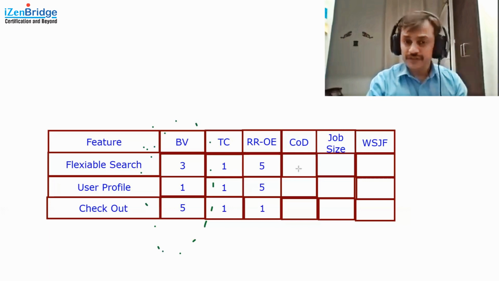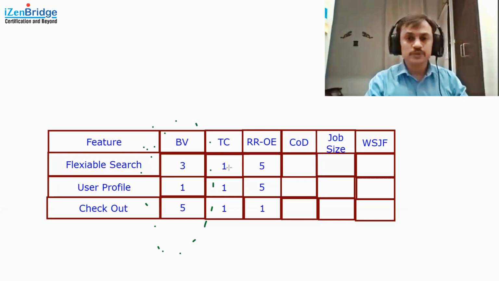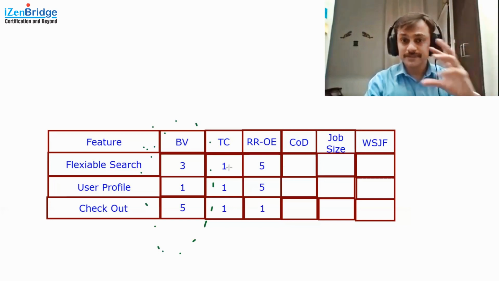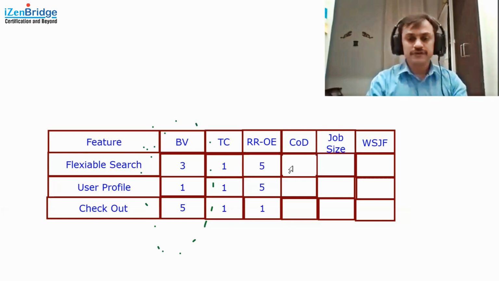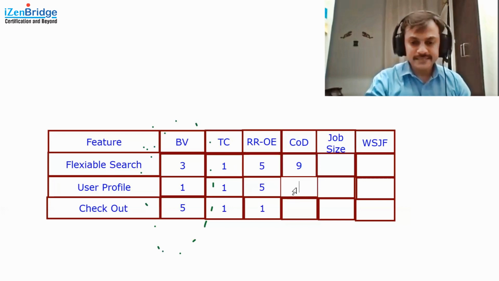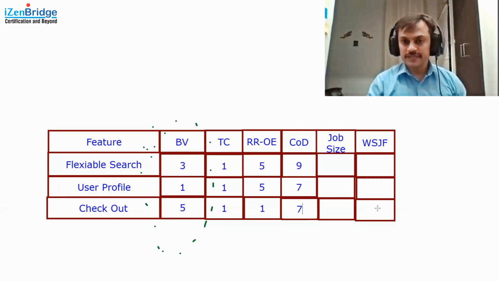Now, what is cost of delay? Once I have the numbers given by the stakeholders on business value, time criticality, and risk reduction and opportunity enablement, I can sum them and calculate cost of delay. So in this particular case it is 3 plus 1, 4, 4 plus 5, 9. 9 is the cost of delay of flexible search. And for user profile, it's 7: 5 plus 1 plus 1. And for checkout, I also see 7. So this is the cost of delay.